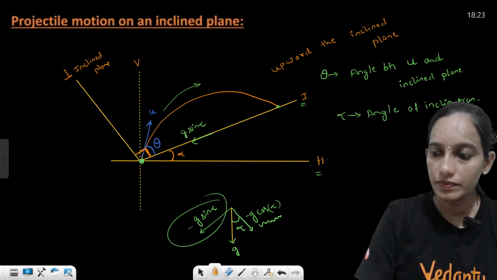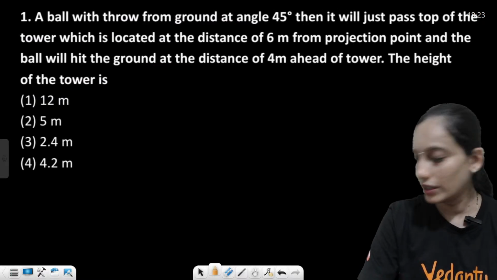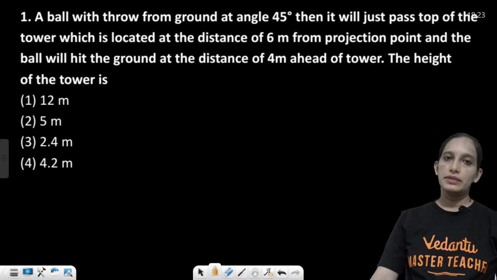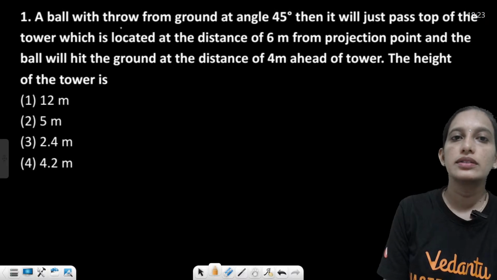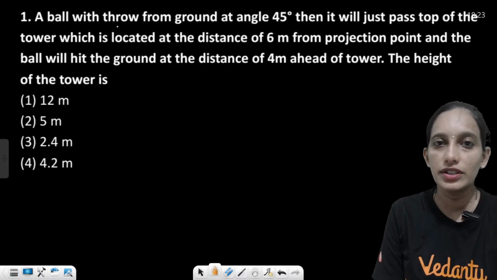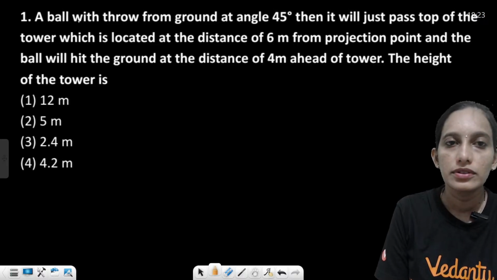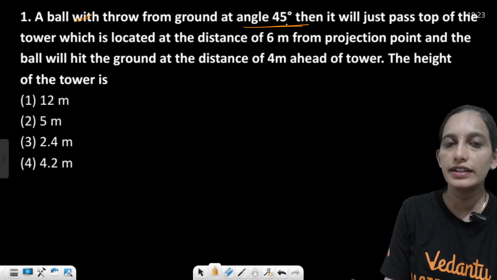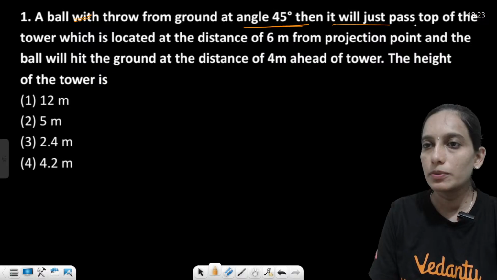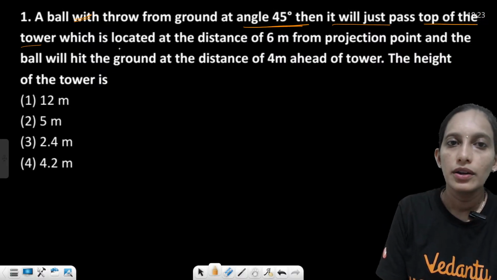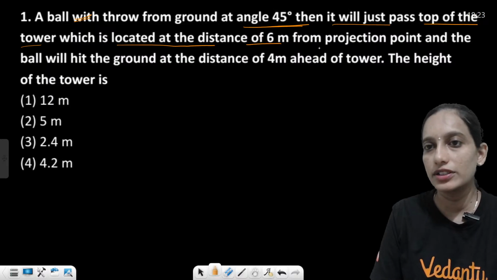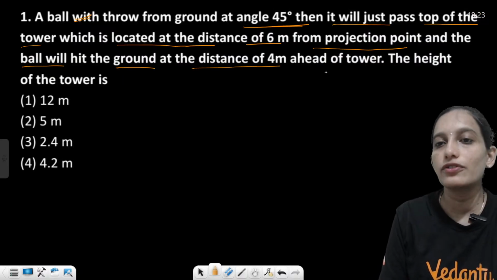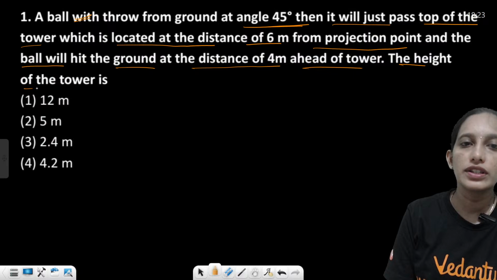Any doubts? Okay, so we are going to start with the problems. First problem: a ball which is thrown from ground at an angle of 45 degree will just pass the top of the tower, which is located at a distance of 6 meters from the projection point, and the ball will hit the ground at a distance of 4 meters ahead of the tower. The height of the tower is?